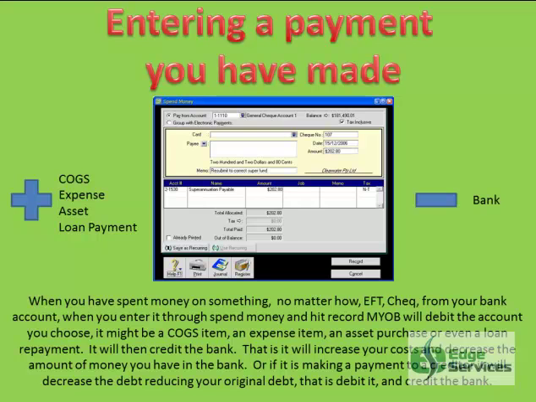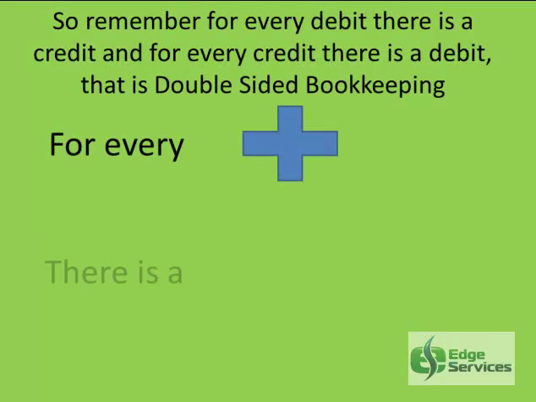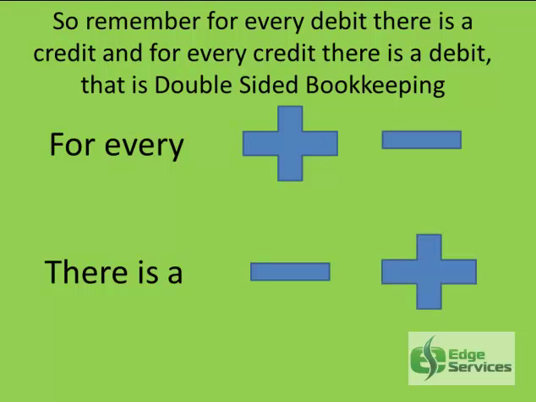Or if it is making a payment to a creditor, it will decrease the debt, reducing your original debt. That is, debit it and credit the bank. So remember, for every debit there is a credit, and for every credit there is a debit. That is double-sided bookkeeping.